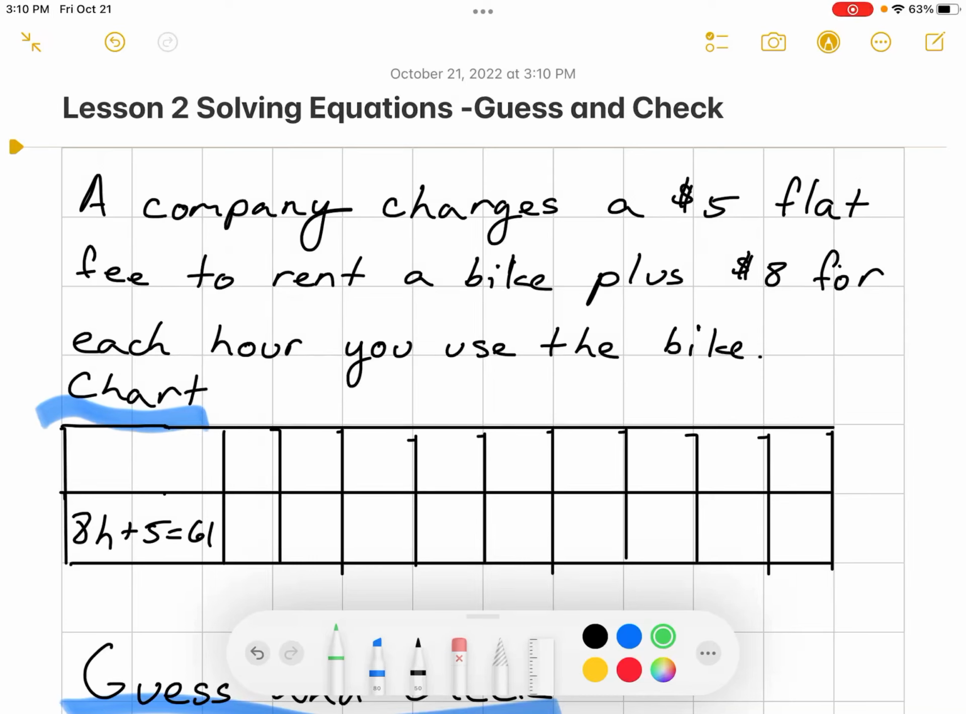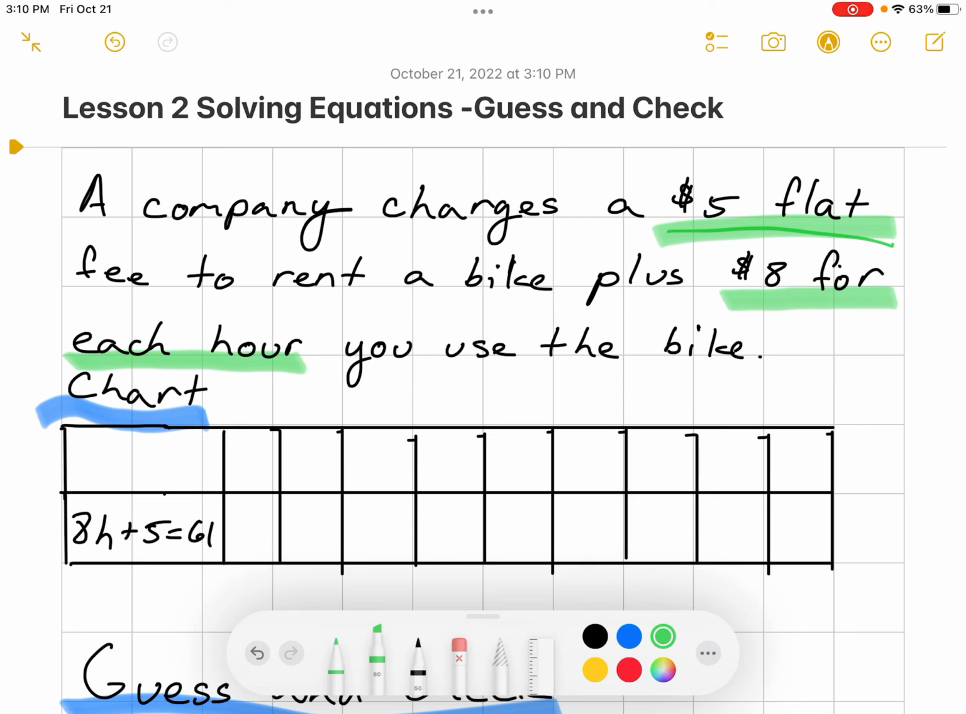All right, we're solving algebraic equations, and we're going to be looking at the guess and check method. We're comparing against charting that we did last class. So a company charges a $5 flat rate. I'm going to use the highlighter here. A $5 flat rate to rent a bike. But then we are going to be adding on $8 for each hour that you use the bike after that.